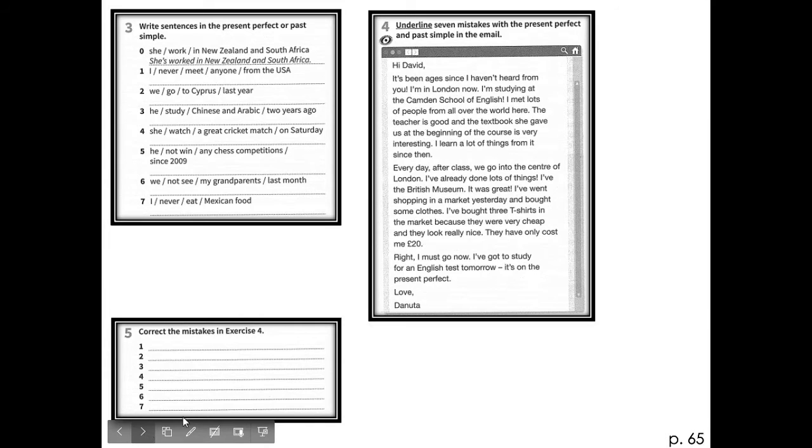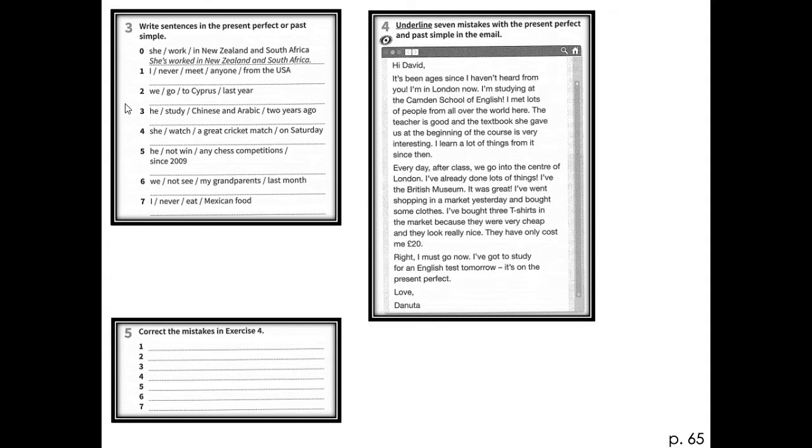Alright, so here, first one, she's worked in New Zealand and South Africa. Right, this one here, it didn't say when did she work. Did she complete her work? Has she moved away? No, it did not say. So we need to use present perfect. That means we assume that either she's still working there or we're just talking about her experience, okay? So she has experience working in New Zealand and South Africa. The answer comes out to be she's worked or she has worked in New Zealand and South Africa.